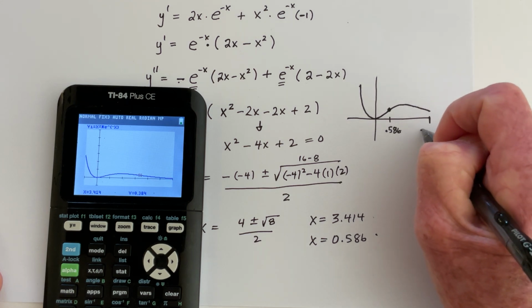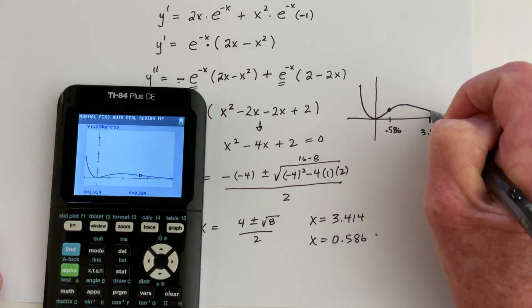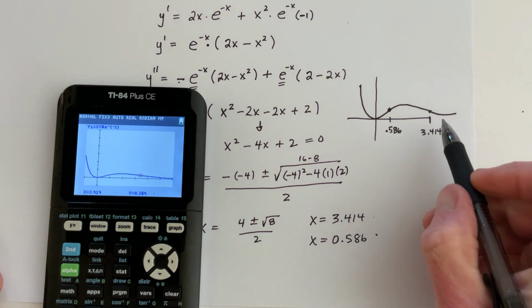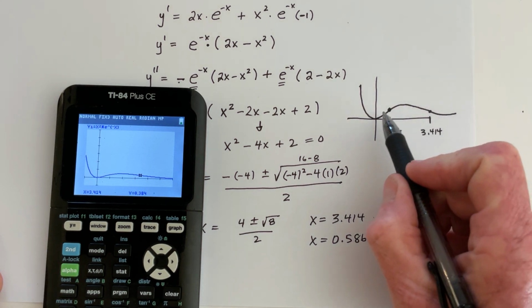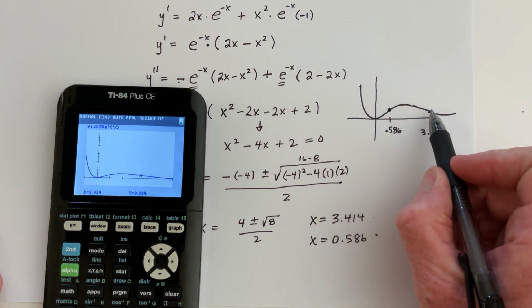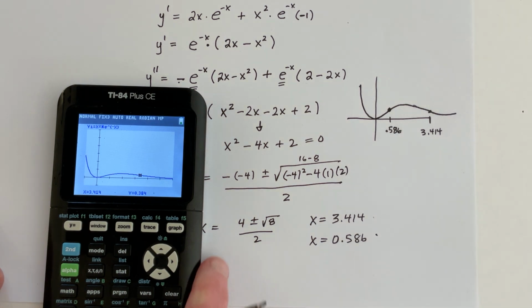So that's right here, 3.414. And then it's concave up after that. I'm just exaggerating to make it look clear. So this is concave up, this is concave down, and then this is concave up.